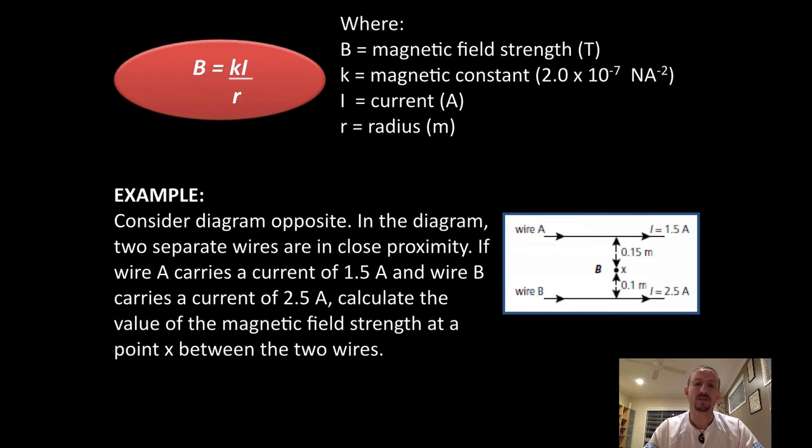So at point X, we'll have the magnetic field for wire B coming out of the page, whereas for wire A, it's going to be into the page. We've got two different directions. So the result is, if we've got two different directions, we're going to have to make one direction positive and the other direction negative. That's going to be useful to find the net magnetic field strength between the two. So let's see how we solve it.